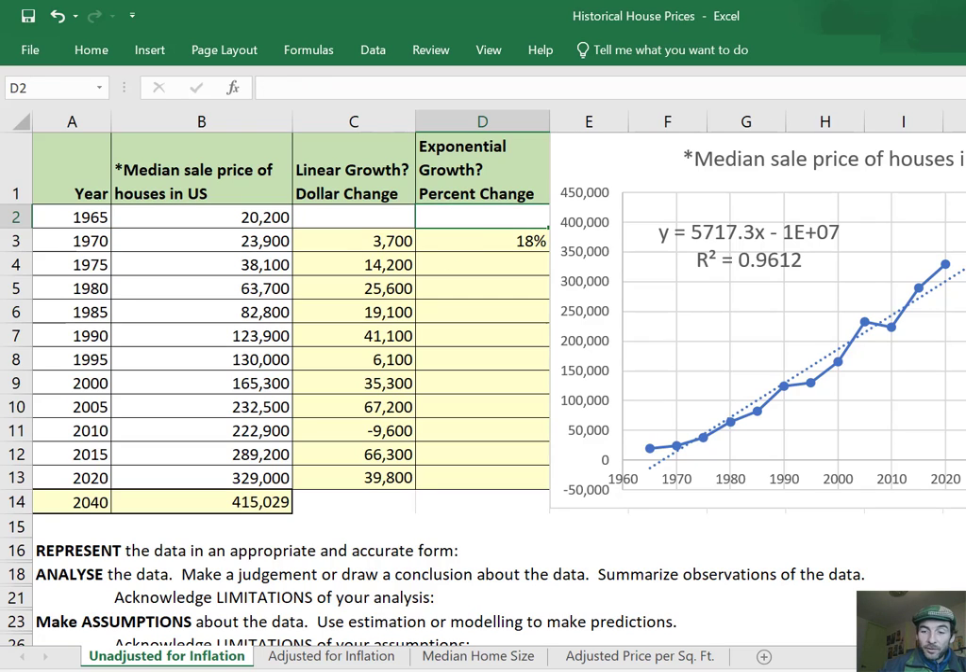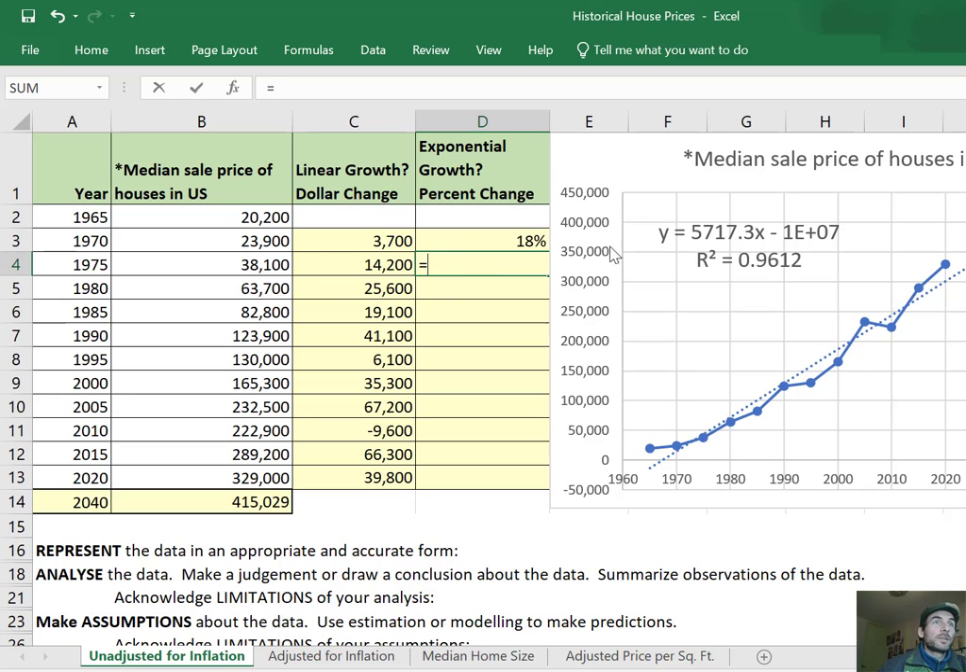And just for fun, if I went equals 0.18 times 20,200, that would give me about 3,700, right? This is rounded, right? So that's the 18% increase. Now we could do it for all the way down.